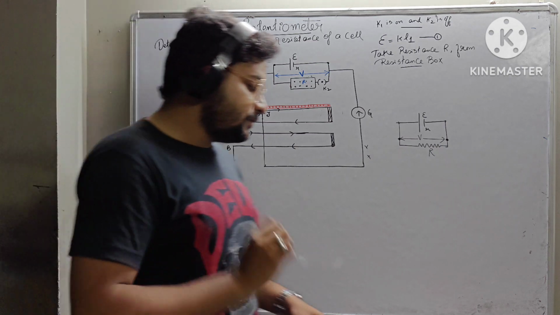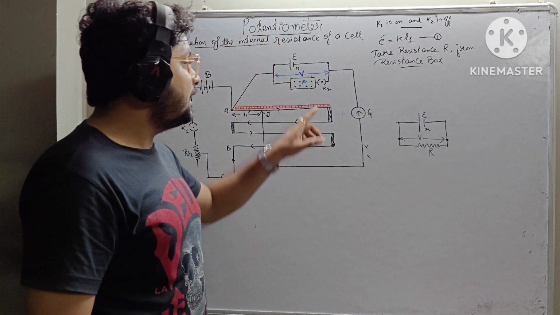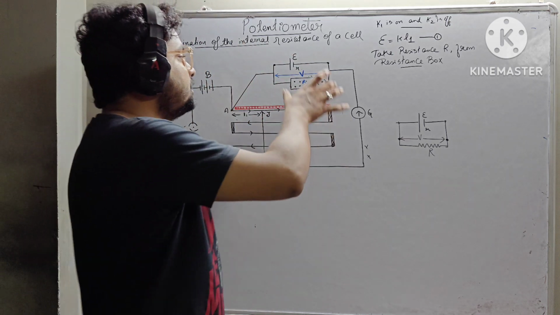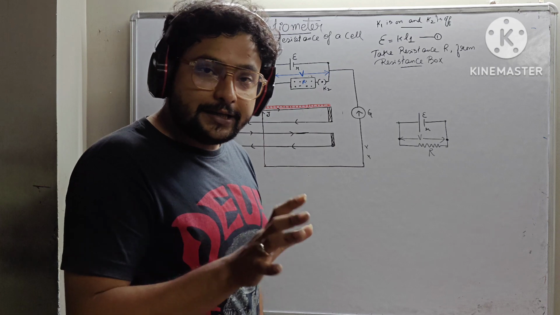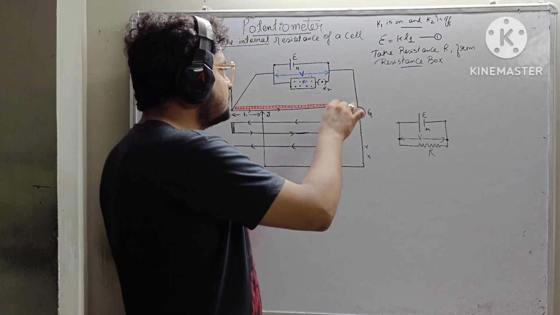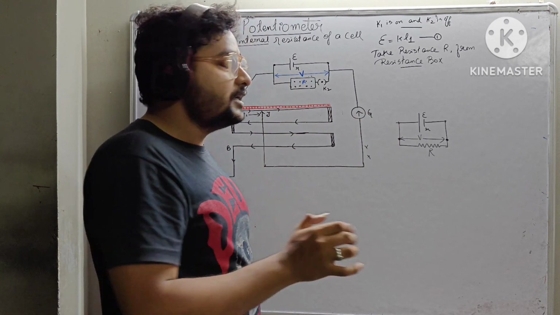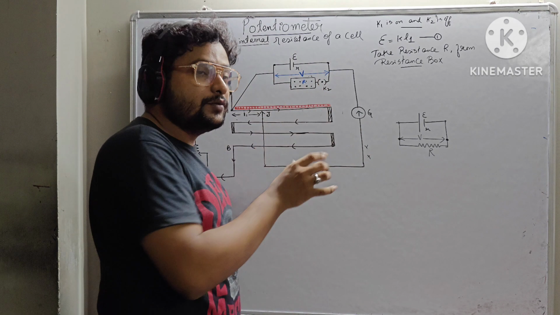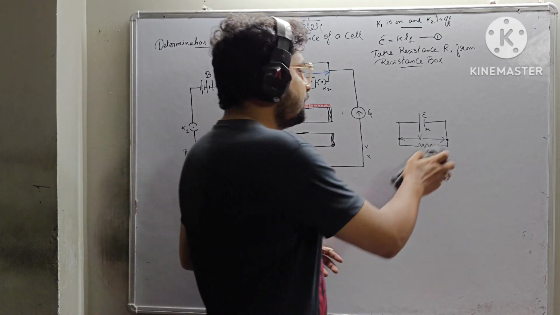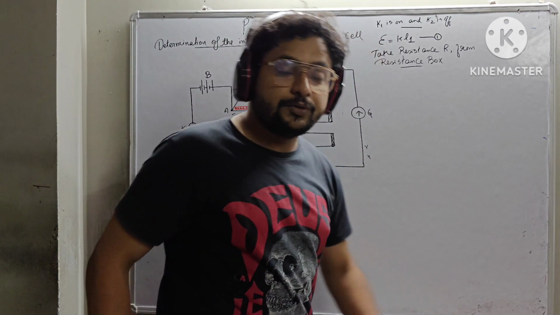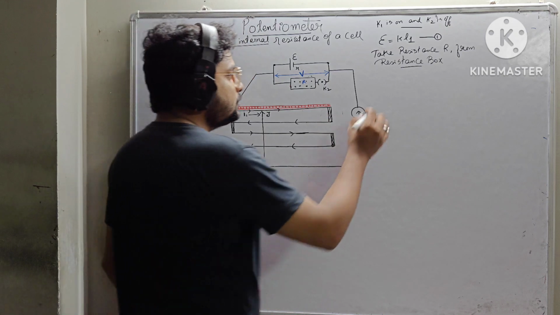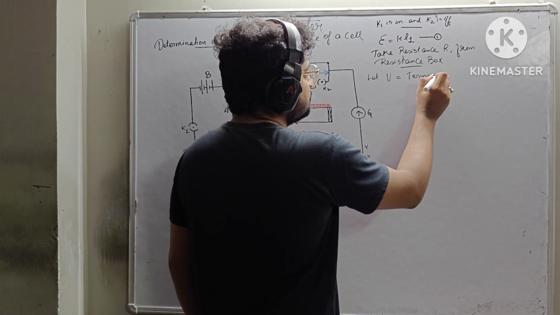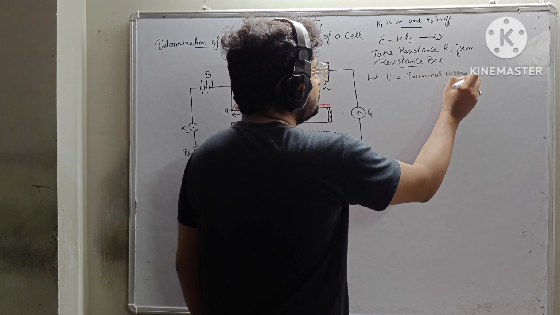Fine. So this concept you have to understand first: when I have connected this switch, the potential difference between these two points is no longer E, because current is flowing through the external resistance as well. So there will be a drop in potential, and there is an internal resistance as well. So the potential difference now is going to be V. What is V? V is the terminal voltage, the potential difference between the two points. So let V equal the terminal voltage.